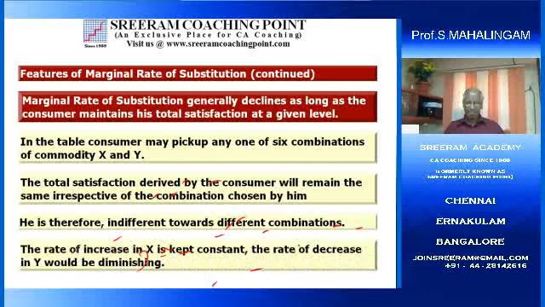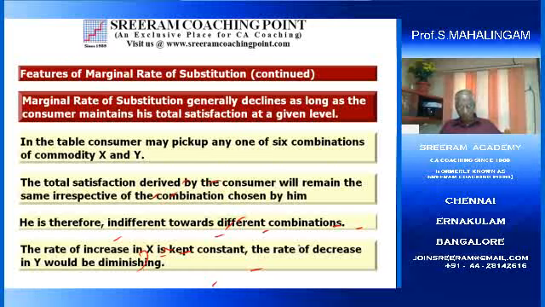The rate of increase in X is kept constant and the rate of decrease in Y would be diminishing. So this is something new that has been told over and above whatever has been repeatedly told earlier. Total satisfaction is the same. The replacement gradually gets diminished. That is what is called marginal rate of substitution. Now what is the new message that has been told here? The rate of increase in X, there were 2 commodities. One commodity was exchanged for the other commodity.